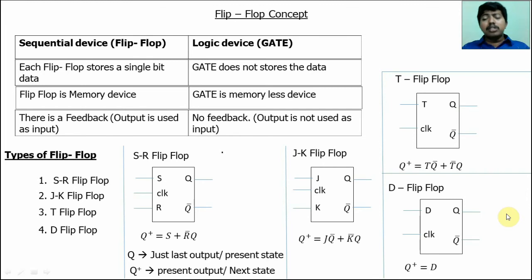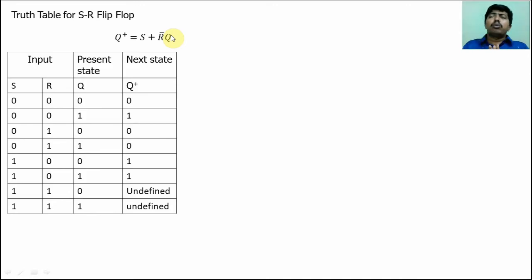Now we will discuss the truth table. We know the characteristic equation Q plus is equal to S plus R bar Q. The SR flip-flop is a set-reset flip-flop. When set and reset are both 0, then the output Q plus will be the present state. If the present state is 0, the output will be 0. If the present state is 1, the output will be 1 when the clock is applied.